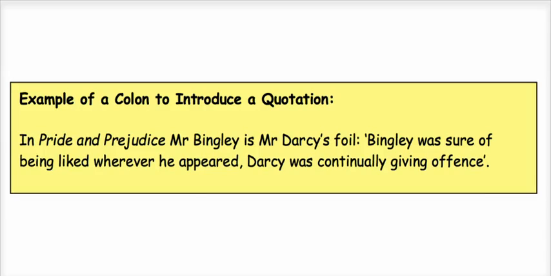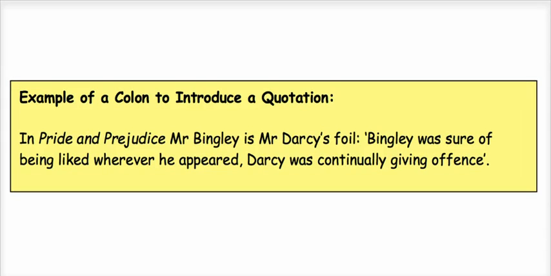How about a colon? A colon introduces a quotation if the quotation is roughly a sentence long. In Pride and Prejudice, Mr. Bingley is Mr. Darcy's foil: Bingley was sure of being liked wherever he appeared. Darcy was continually giving offence. So because this quotation is roughly a sentence in length, we'll introduce it with a colon.